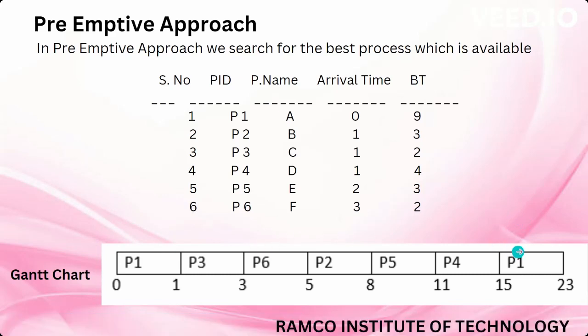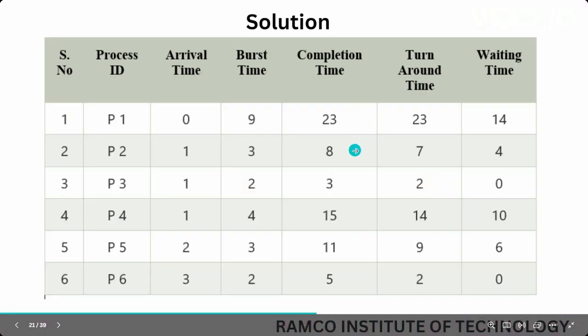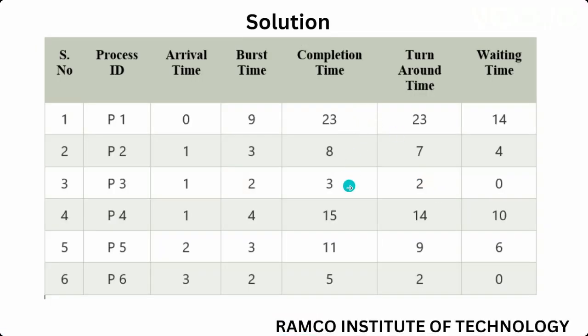So the process P1 completion time is 23. Process P2 completion time is 8. Process P3 completion time is 3. Then process P4 completion time is 15. So from this, we can write the completion time of each process: 23, 8, 3, 15, 11 and 5.